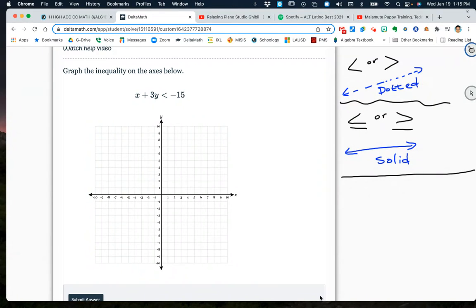Okay, so these are the things to keep in mind as we're graphing these. Now, today's inequality, let's just write it down. It's in standard form. So this is what we want to graph. But here's the catch. It's not easily graphed in standard form, right? What do we need to do to be able to graph it more easily?